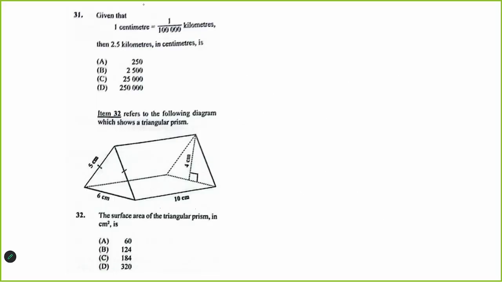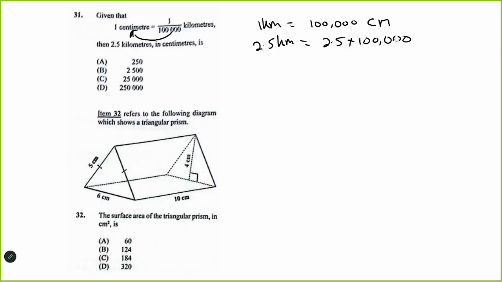Given that 1 centimeter is 1 over 100,000 kilometers, then we know that 1 kilometer is equal to 100,000 centimeters, because if you carry this across you'll get 100,000, right? So therefore 2.5 kilometers will be 2.5 times 100,000. You're shifting it 5 places, so you'll have 25 with 4 zeros. Right, this is D.